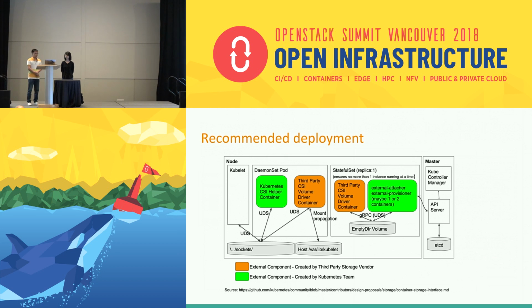Second, there are 2 communication channels to be set up: Kubernetes to CSI helper containers and Kubernetes to CSI drivers. All these channels are built on a host path volume. And the last, the daemon set pod will start on each node, but the stateful set will run on only one node.